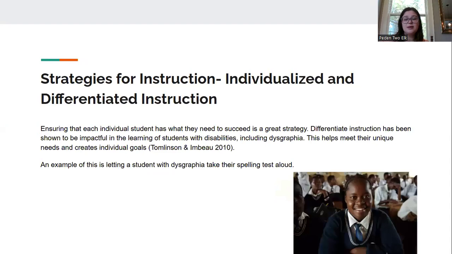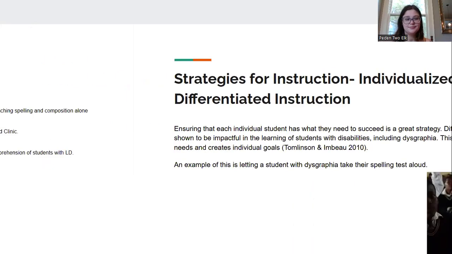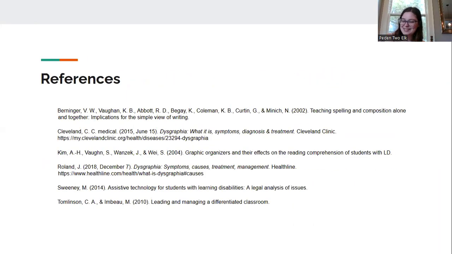It's also important to use individualized and differentiated instruction. That's ensuring that each student has what they need to be successful. Differentiated instruction has been shown to be impactful for the learning of students, including those with dysgraphia, because it helps meet their unique needs and creates individualized goals. An example of this could be letting a student with dysgraphia take spelling tests out loud as opposed to writing them down.